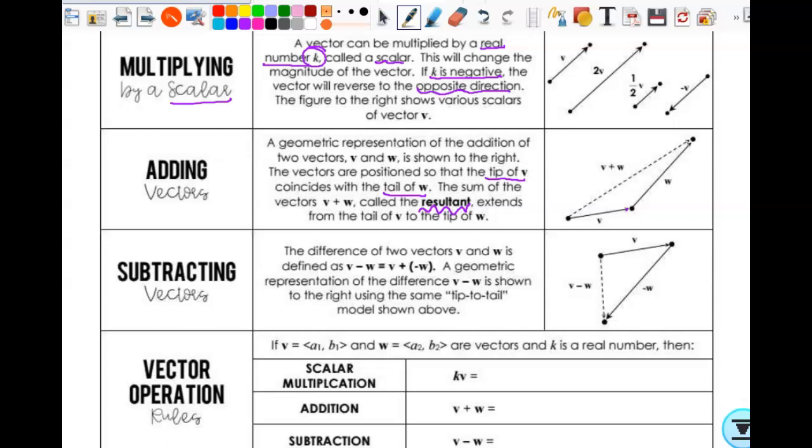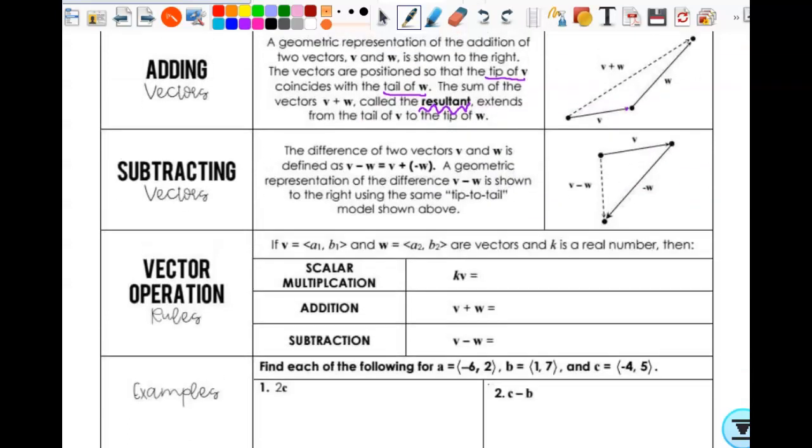Okay. Then when you subtract them, the difference, so if you do v minus w, it's really v plus negative w. That's how you know it goes in that opposite direction. And it's using the same tip to tail model that's shown above. So here's vector v. It's the same as this one right here. The difference in the w's is that this is negative, so it's going in the opposite direction. But notice it still starts right here. It just goes this way. So then this is your v minus w. Okay, we good? We just kind of can move them around and snap them together.